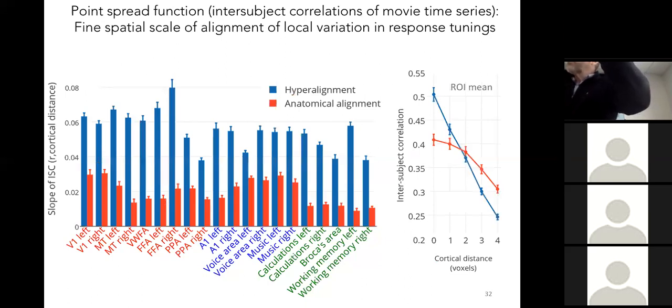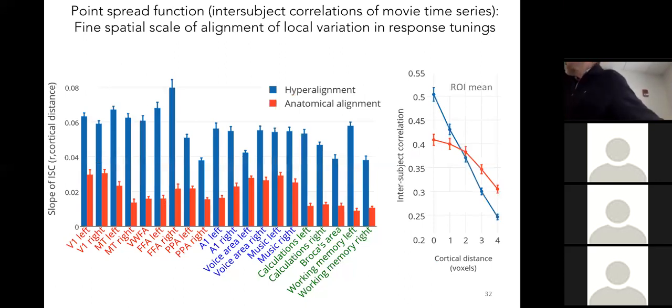Then we look at the correlation of the time series for one subject in the cortical location with the time series for adjacent vertices in other subjects. That's one step away. Then we look at the correlation of the time series for one vertex in one subject and vertices that are 2 steps away in other subjects. So if that tuning function for a vertex is specific to that vertex, then those correlations are going to go down when you look at neighboring vertices.